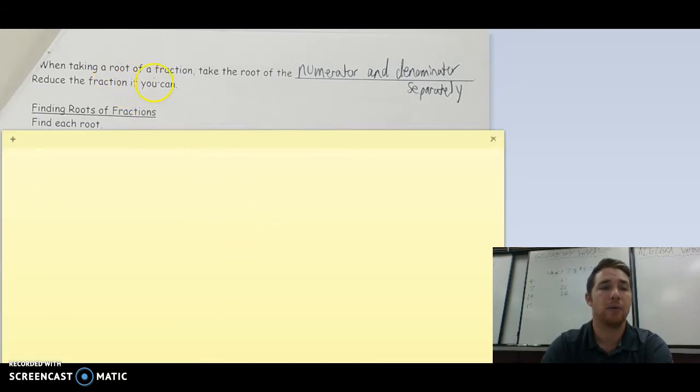When we want to take a root of a fraction, what we have to do is take the root of the numerator and the denominator separately. Again, a good thing I like about fractions is that fraction bar acts as a grouping symbol. And then we want to reduce the fraction if we can. So after you do this square root, then we're going to reduce it if possible. So give yourself a second to pause and try these. About to cover those now.